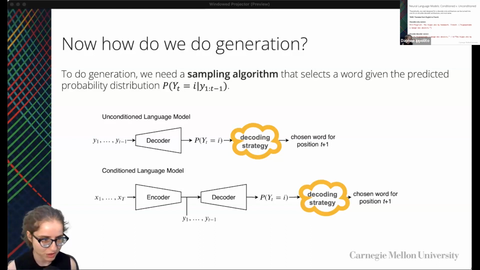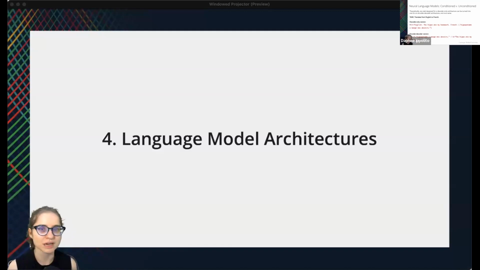Okay, so we're running a little bit long. Do people want me to go over language model architectures or should I skip this? Okay, we got one yes. If anybody wants me to skip talking about this, all right. I'll try to go quickly because I know we want to have time for the practical component too.